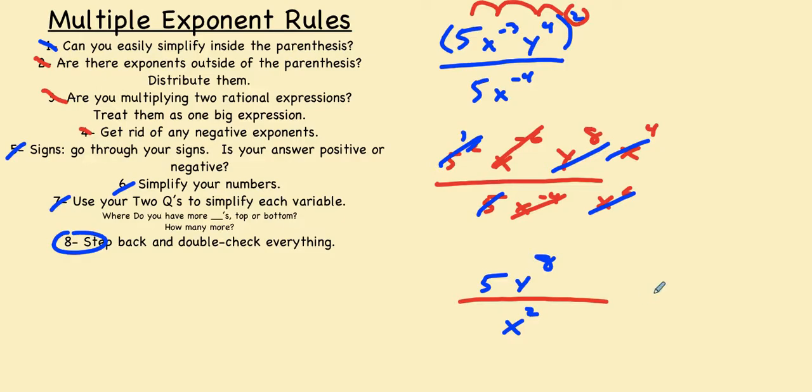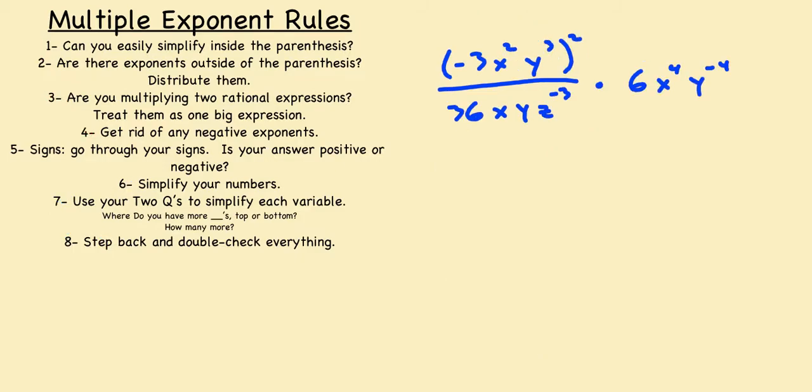And of course, rule number 8. I'm just going to step back, double check my answer, make sure I'm totally simplified. I didn't leave anything hanging, and it looks good. So my final answer is 5y to the 8th over x to the 2nd.